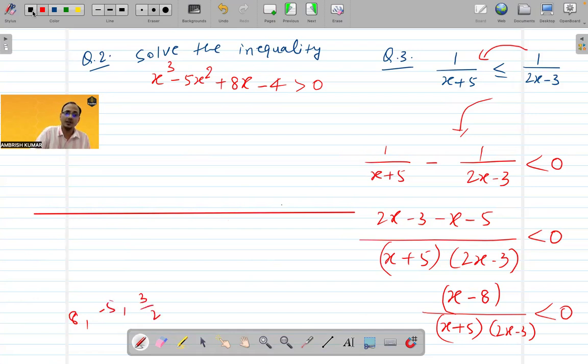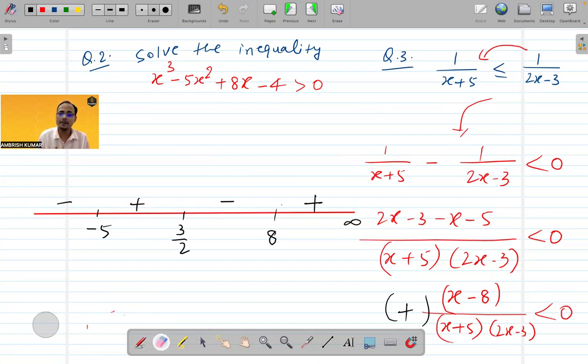Just arrange them in order. Negative 5, 3 by 2, 8. From the right side, means positive infinity, start giving the positive sign, because here we have the positive sign for this expression. All the factors have the odd power. 1, 1, 1 is the power for all the factors. So positive, negative, positive, negative. We have to solve for negative, right? So we have to solve for negative means this and this could be the answer.